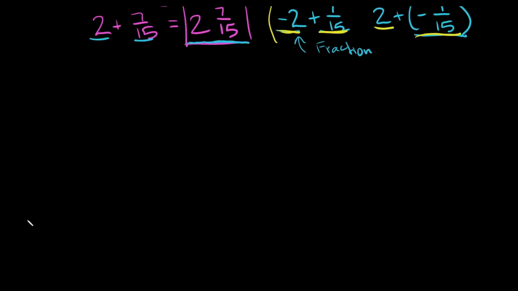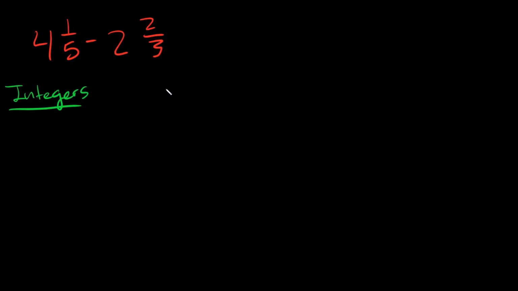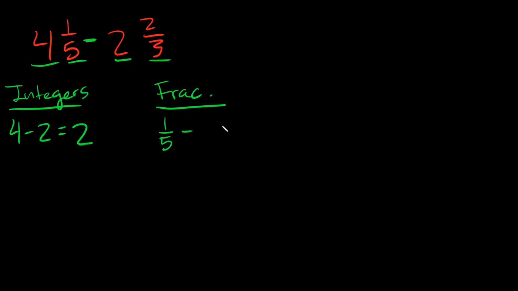Okay, so let's do another example. So what if I gave you 4 1/5 minus 2 2/3? Okay, so remember, the integers, or the whole numbers, they go on this side, and the fractions, we're going to put them on this side. Okay, so we're going to do 4 minus 2. Okay, so 4 minus 2, and that's equal to 2. And then this time we're going to do 1/5 minus 2/3. 1/5 minus 2/3. Okay, what is that equal to?